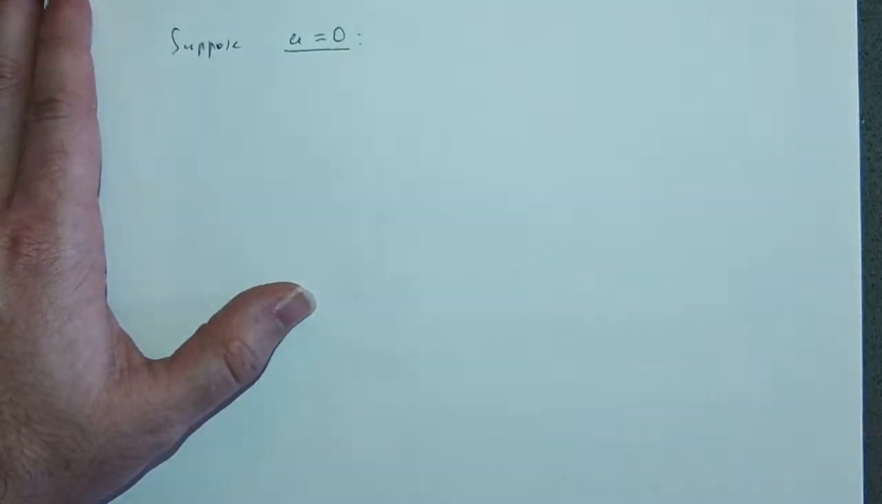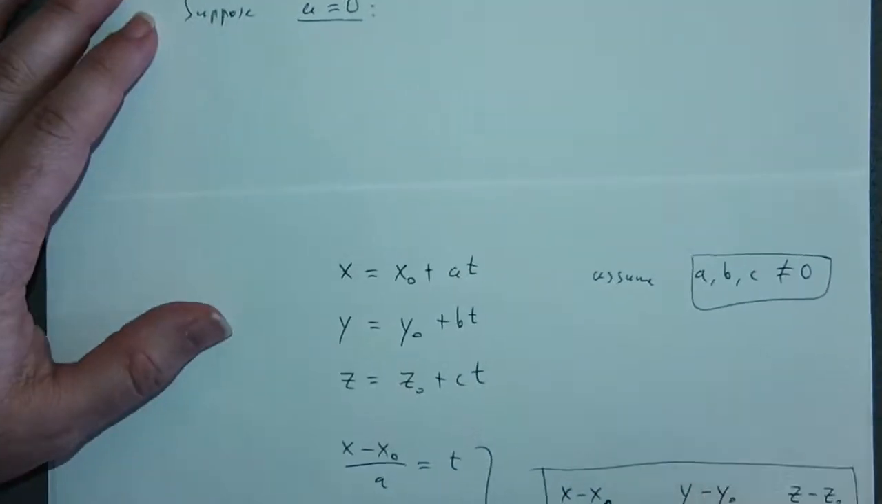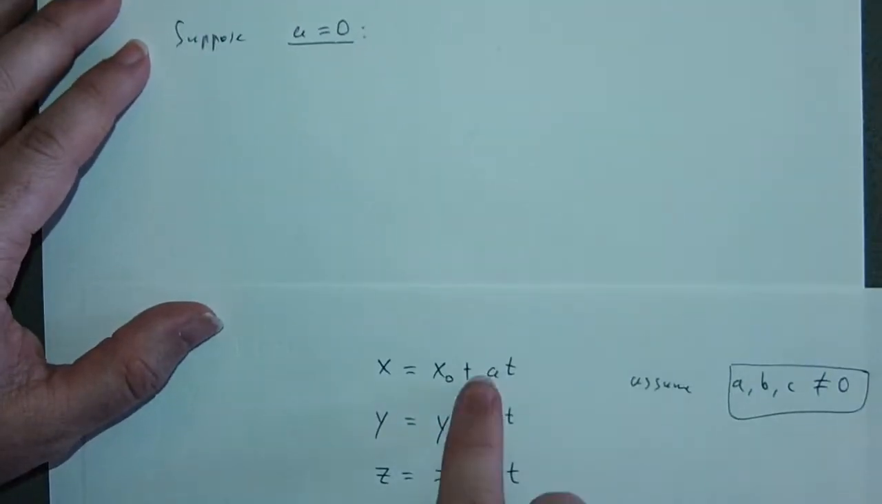All right, so one of them is equal to 0. Might as well suppose that it's a. You can do something similar if one of the others is 0. So in this case, let's write what the parametric equations would be. Let me just remind you, that's what the parametric equations look like. But suppose that a is 0.